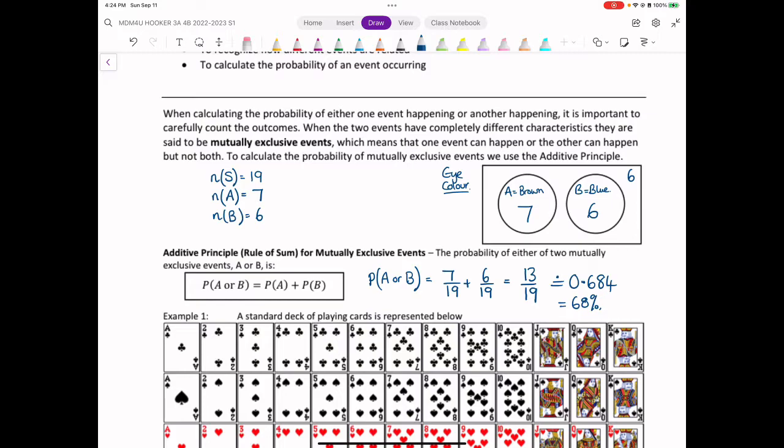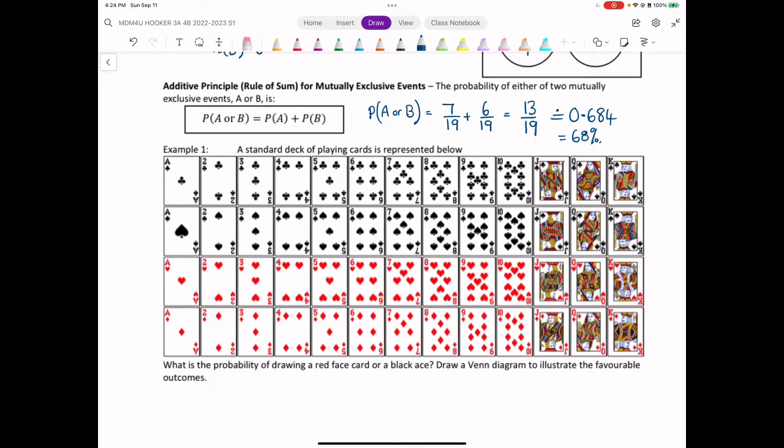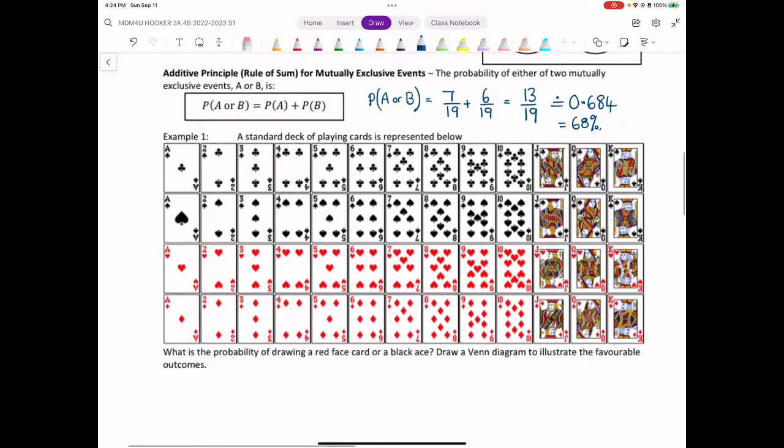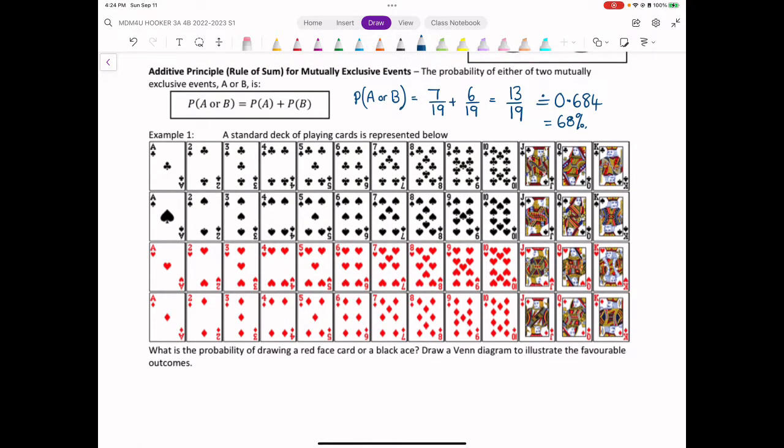All right. So let's have a look at another kind of event here. So a standard deck of playing cards is represented below, and we want to look at the probability of drawing a red face card or a black ace, and we're going to draw a Venn diagram to illustrate. So let's highlight what that would look like.